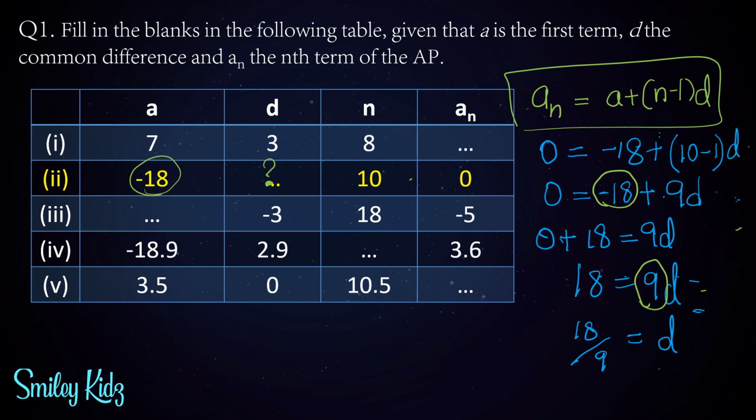That is the common difference. Now 9 times 1 and 9 times 2. D is equal to 2 upon 1, which is 2. Well, now what is the value of D? The value of D is 2.